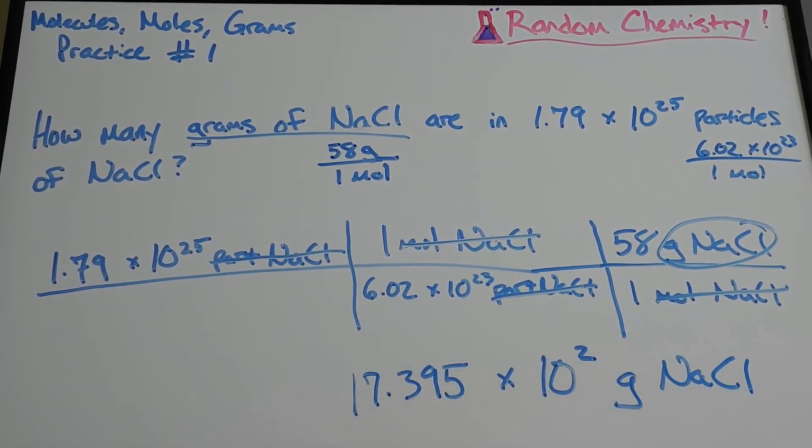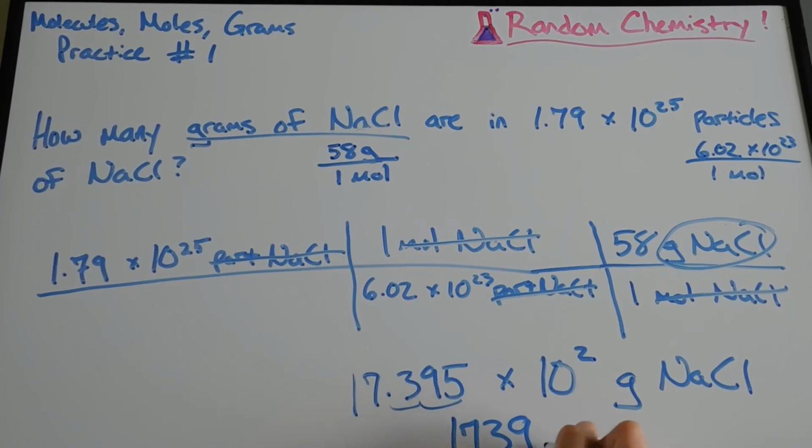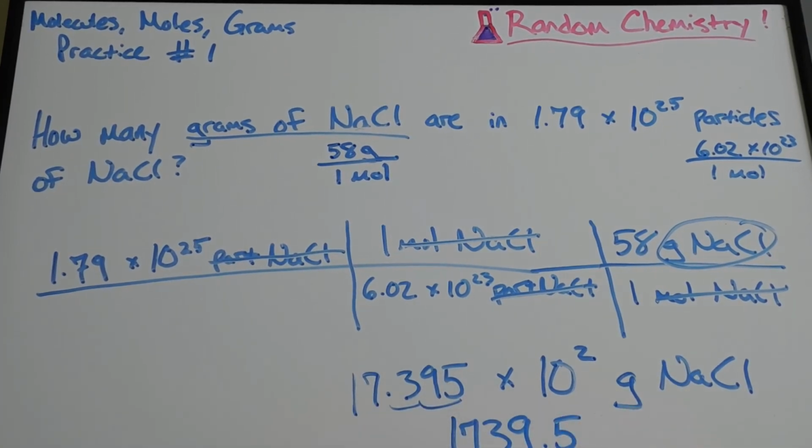But your instructor probably won't accept this answer because this is scientific notation. They're probably going to want it in standard form. So all you have to do is move your decimal point 2 places. So your answer is going to be 1739.5. So 1,739 grams of sodium chloride. So this is standard form, and that is your answer.